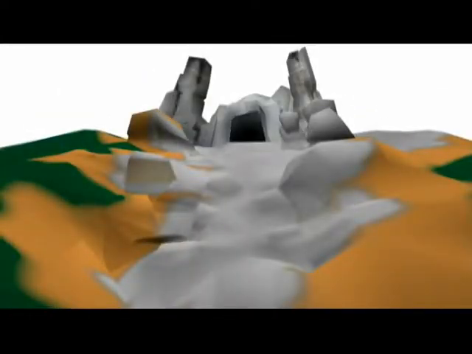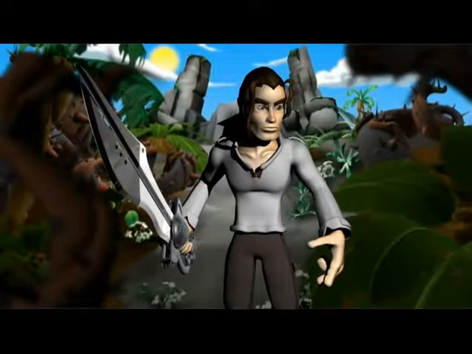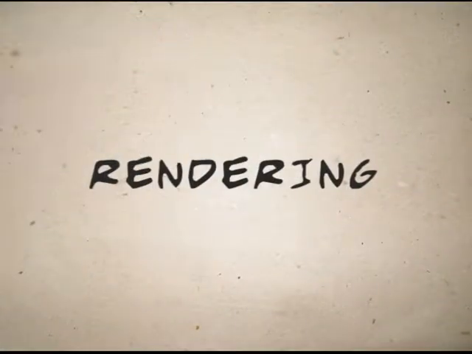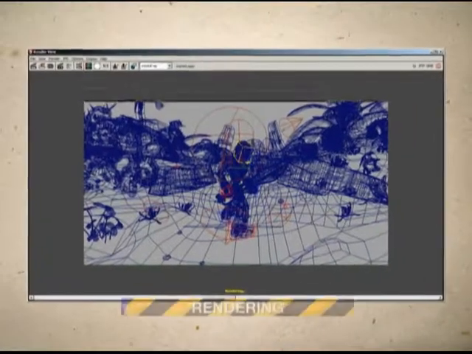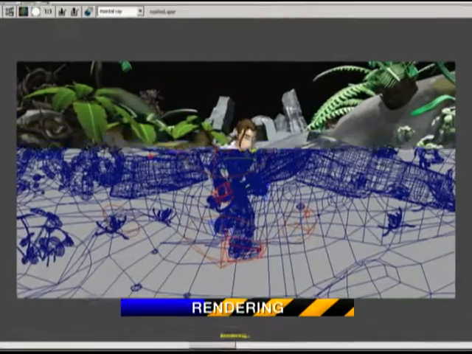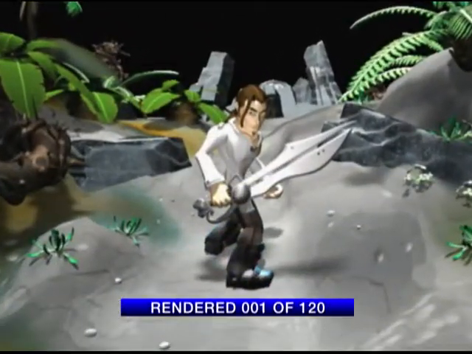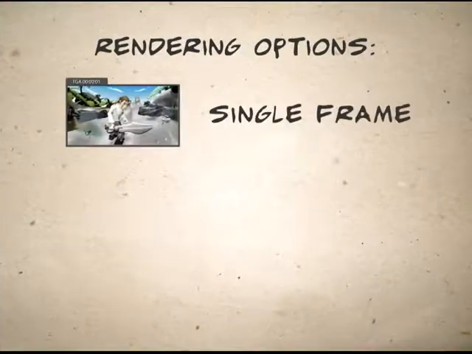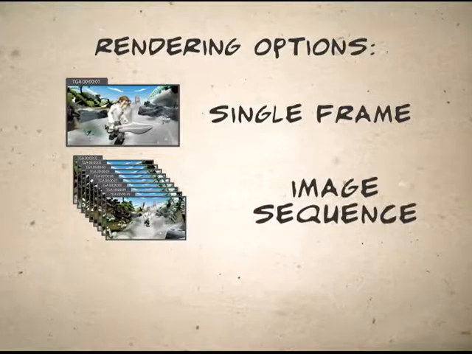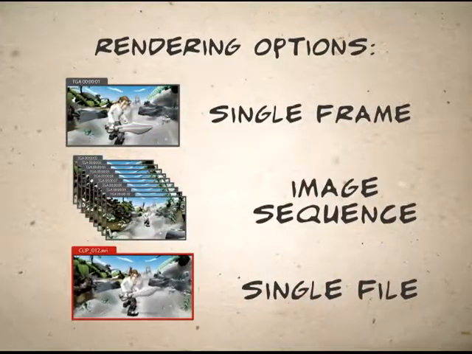When all the elements of your scene are in place, you can now start rendering. Rendering is the process of outputting the animated scenes into TIFF or Targa frames so it can be edited in post-production. You have the option of rendering a single image, a sequence of images, or even a single object.